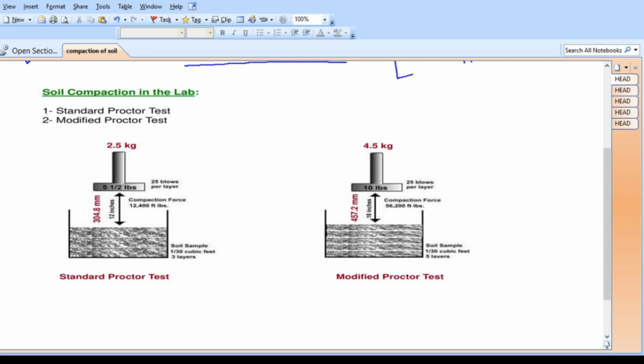So what we do is we take a certain quantity of air dried soil and mix it with some amount of water. Say we take m1 grams of soil and mix it thoroughly with water content, or moisture content, W1. Then we take a cylindrical mold, and this is the cylindrical mold that we are taking.